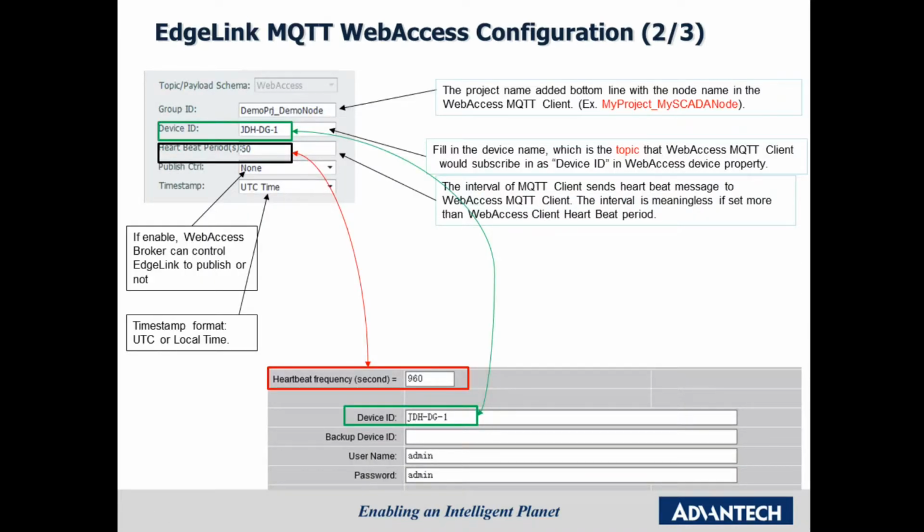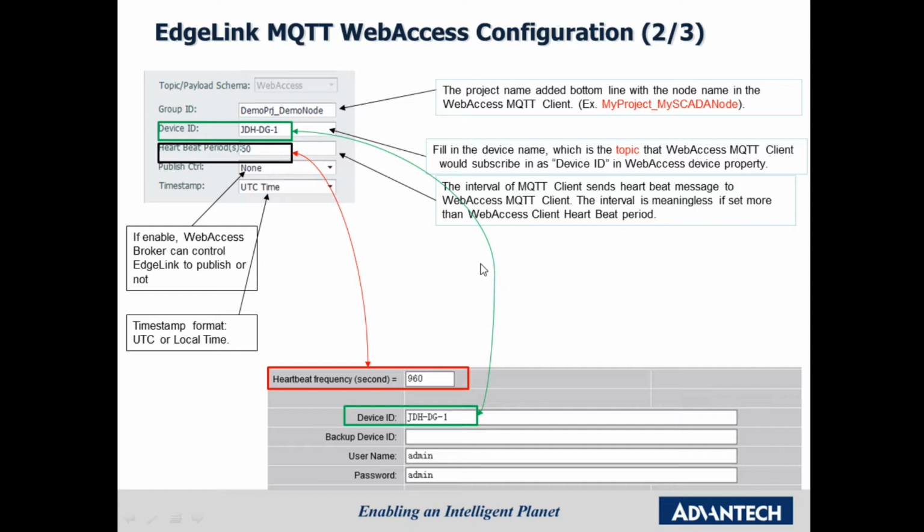And for more parameter configuration for WebAccess MQTT, there is the group ID. The group ID needs to be defined as the project name of WebAccess and the node name in an underscore combination. So like this, my project underscore my SCADA node. This name is the group ID. For the device ID, fill in the name, which is the topic that the WebAccess MQTT client would subscribe to as the device ID.